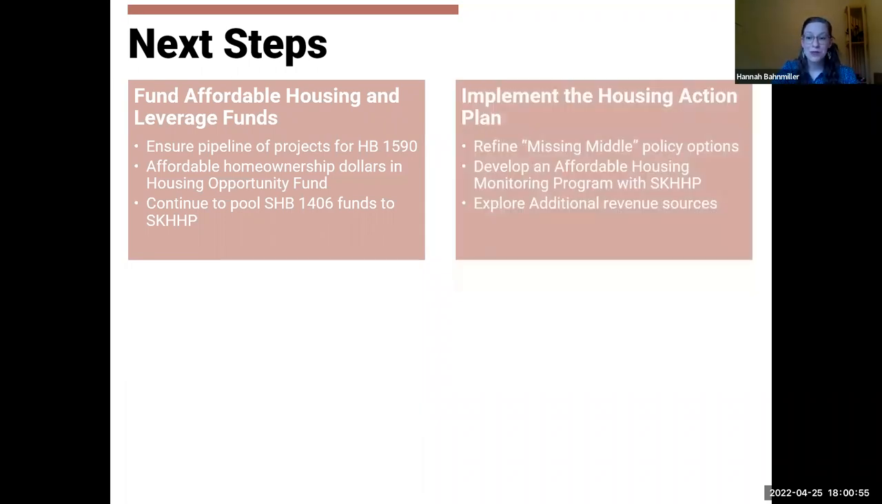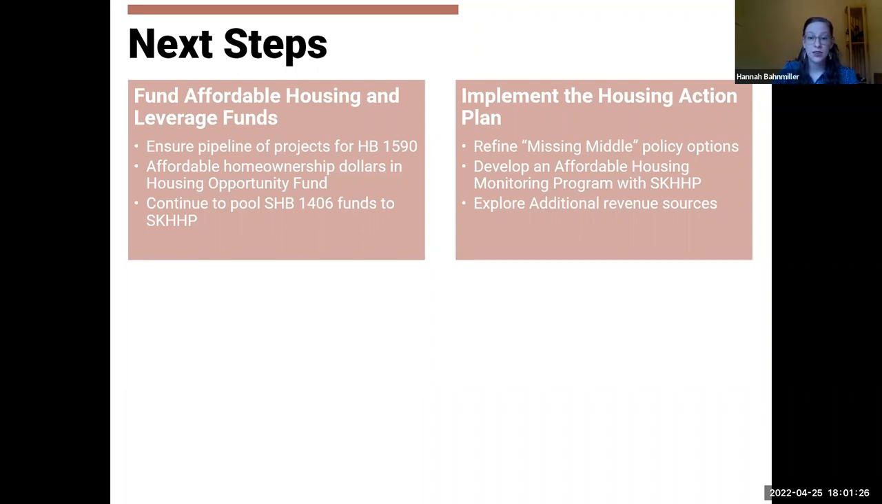Next, we need to implement the Housing Action Plan. The city recently received a $100,000 grant for Housing Action Plan implementation, which is funding work on three projects. First, a residential land use study to refine missing middle policy options. Second, a sub-regional effort to develop an affordable housing monitoring program. And third, a study to explore linkage fees as an additional revenue source for affordable housing.